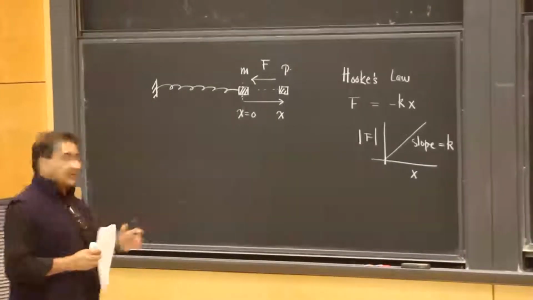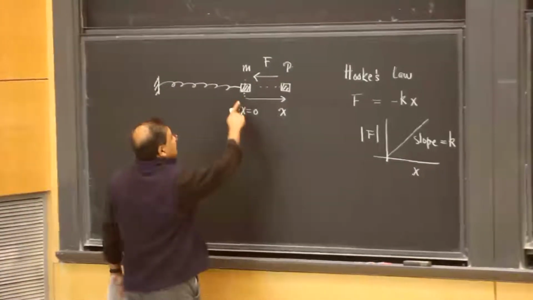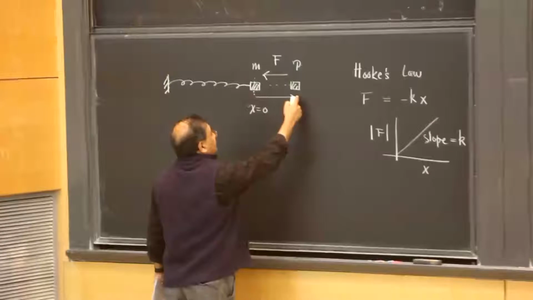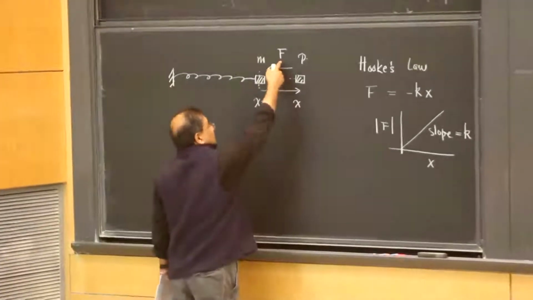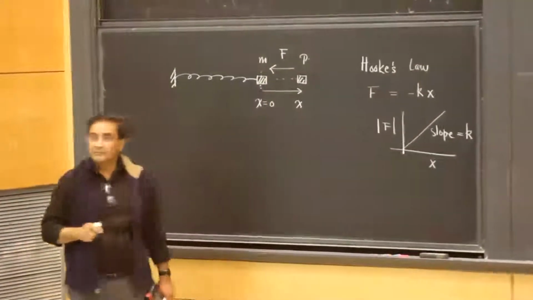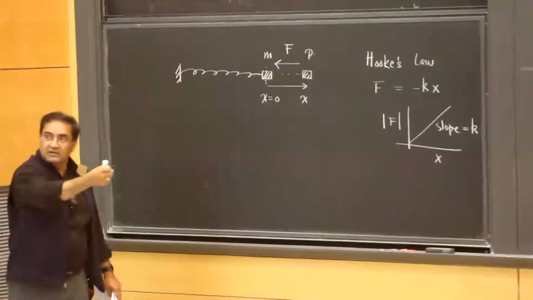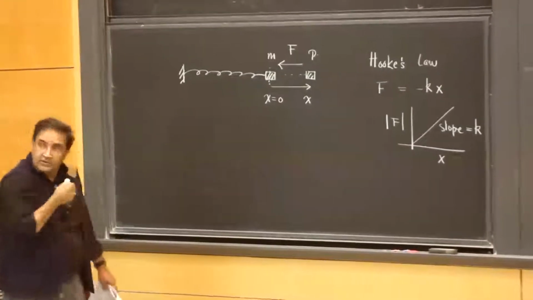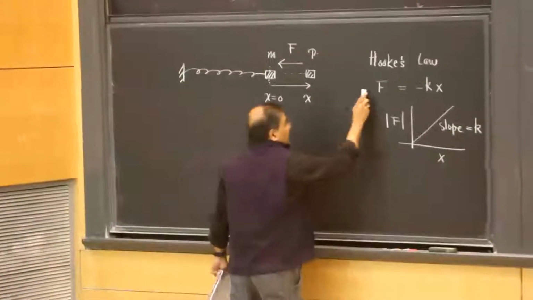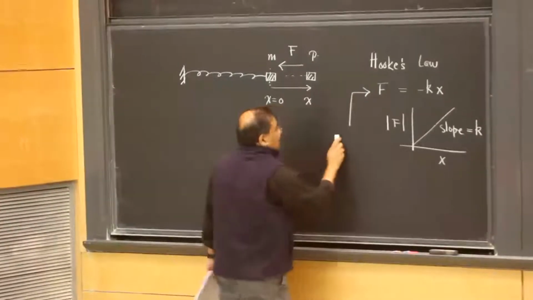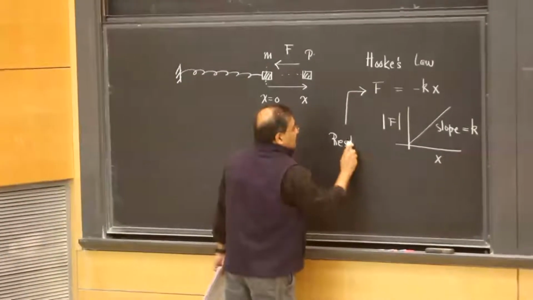So what does the minus sign tell us? The minus sign tells us that if I pull the spring to the right, this force will be to the left, because this force is a restoring force and it tries to bring it back. So the name of this force is a restoring force.